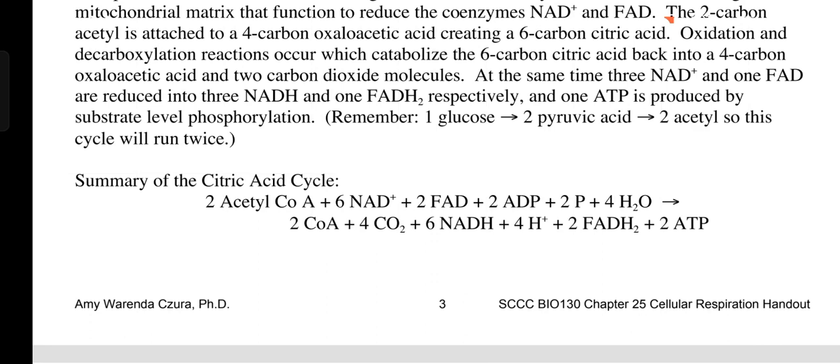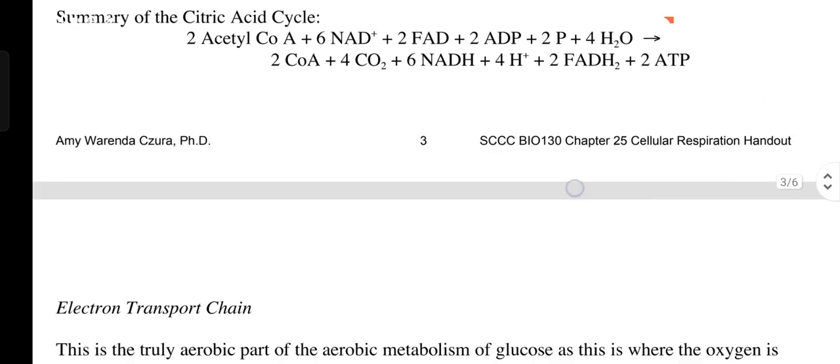Summary of the citric acid cycle: 2 acetyl coenzyme A plus 6 NAD positive plus 2 FAD plus 2 ADP plus 2 P plus 4 H2O equals 2 coenzyme A plus 4 CO2 plus 6 NADH plus 4 H positive plus 2 FADH2 plus 2 ATP.